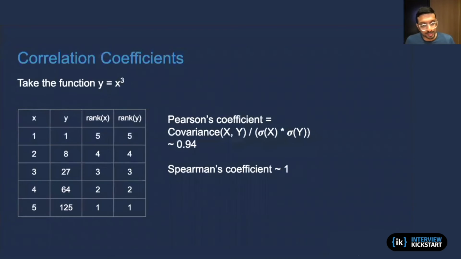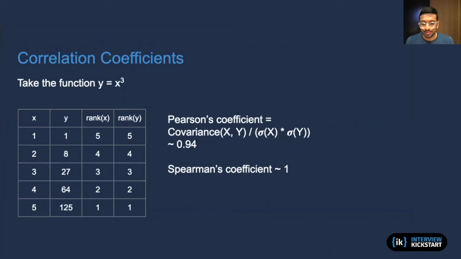So this is basically the example we just looked at. We take y is equal to x cubed. We calculate the ranks, and we see that the ranks are actually all the same for these points because as x increases, y strictly increases in this function.